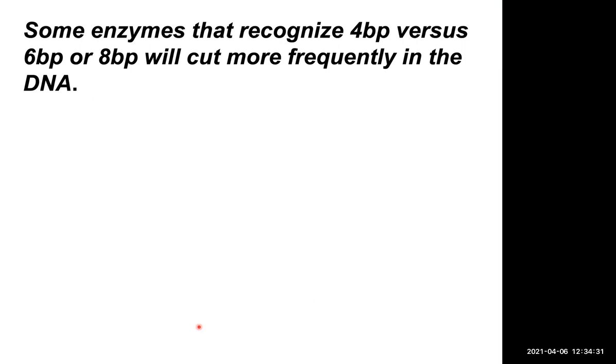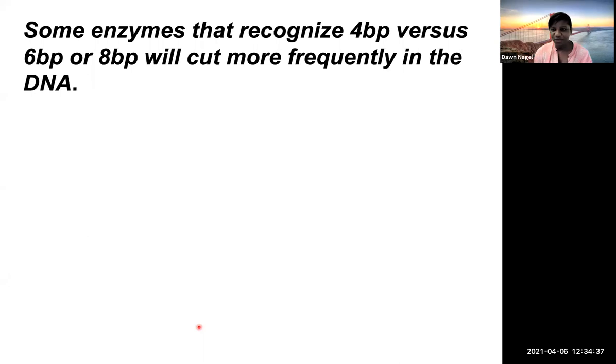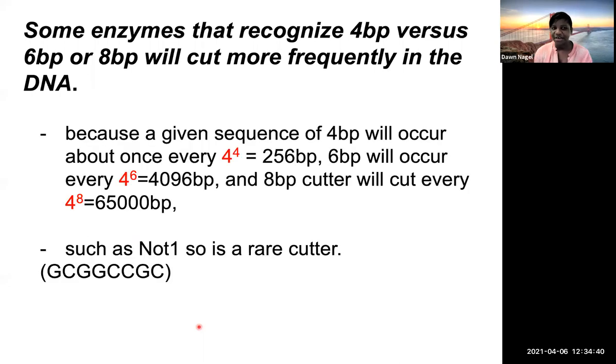Is it because the 4 base pair is more likely to show up because it's a smaller combination? Exactly, right? It's a smaller combination. If you think of a 4 base pair sequence, we have 4 bases in DNA, so it will occur once every 4 to the 4th base pairs, right? So 4 nucleotides, 4 chances of it happening. So you will cut about every 256 base pairs if you're a 4 base pair cutter. So it'll be much more frequent in the genome, as you mentioned, compared to if it was 6 base pairs or 8 base pairs.